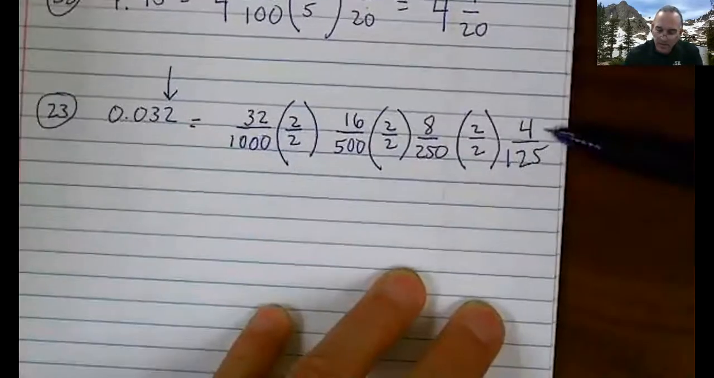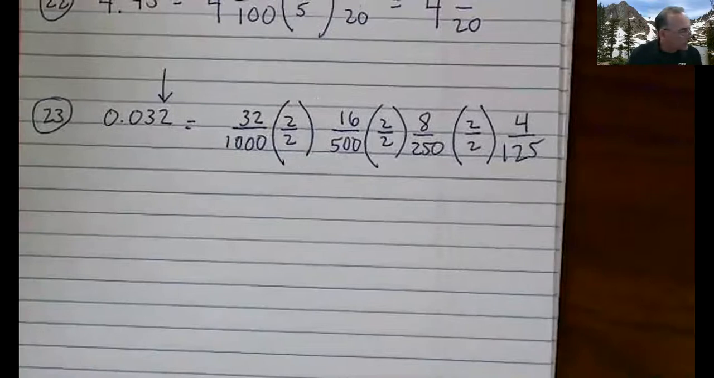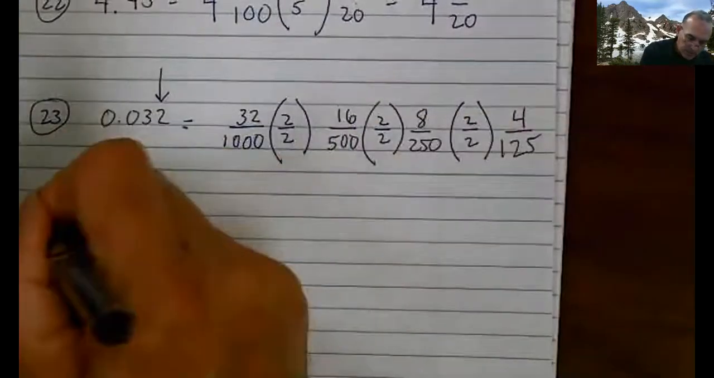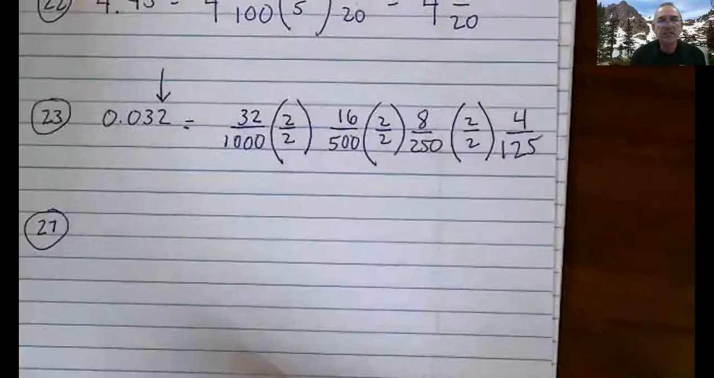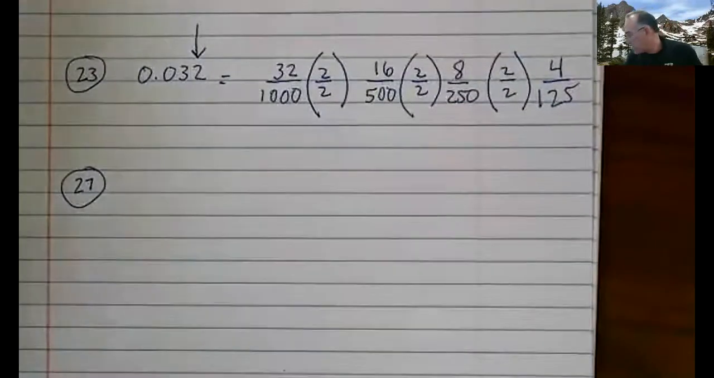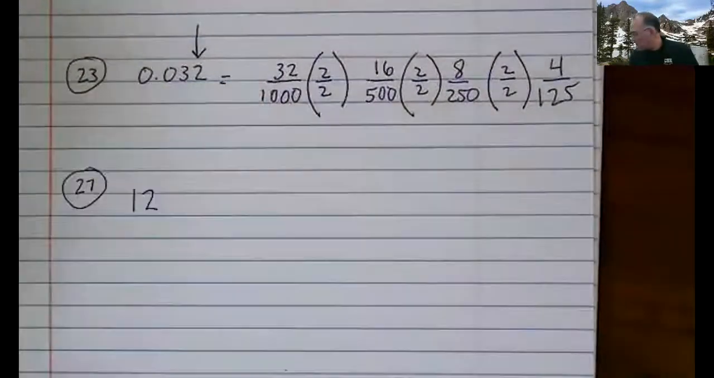I have an even number. I have an odd number. It appears to be in simplest form. Excellent. Yay me. Let's do another one. Let's do a difficult one. Let's do this one. Number 27. This is about as difficult as these get. Okay, if you can handle this, you can handle all of them.